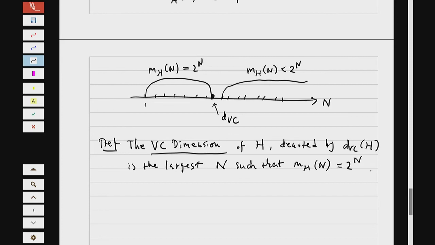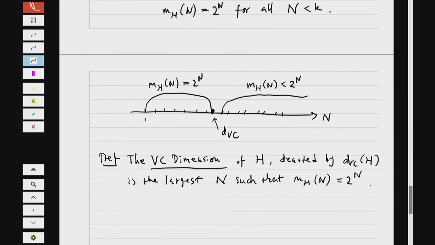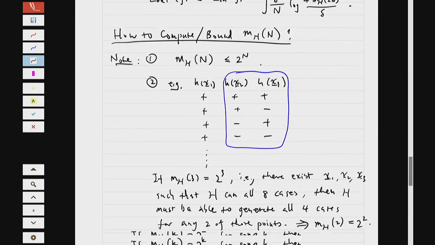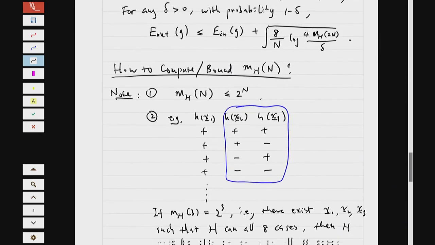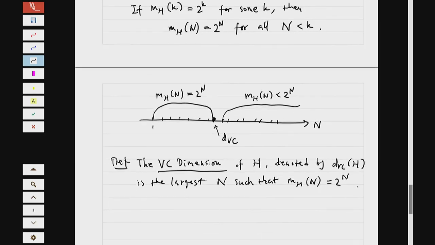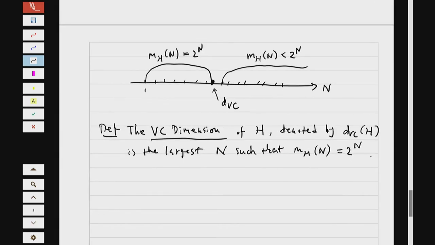Now remember we say that 2 to the nth power is the upper bound to MH, and we don't like that. If you put this 2 to the n power into this bound, it is meaningless. So VC dimension gives you the largest n that has this property. But once you have more data points, it turns out that this effective number of hypotheses is going to grow less than 2 to the nth power.